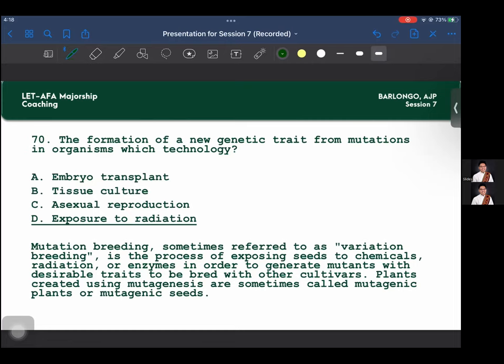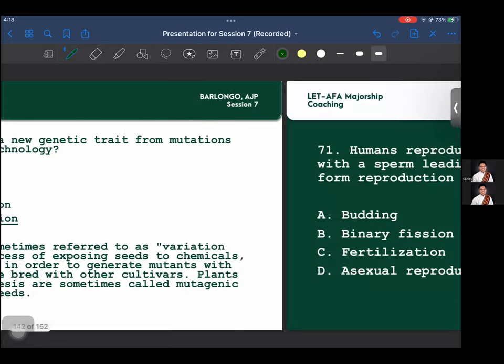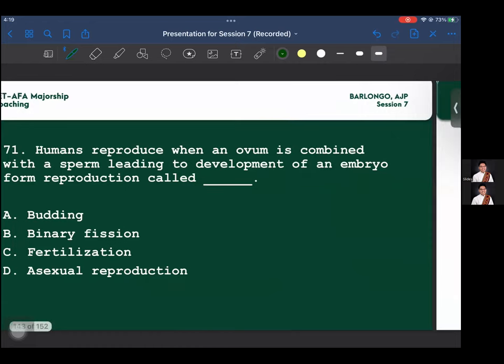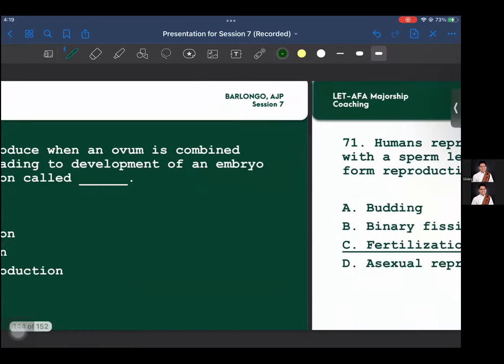So next, humans reproduce when an ovum is combined with a sperm, leading to the development of an embryo. What form of reproduction is this called? A, budding, B, binary fission, C, fertilization, or letter D, asexual reproduction. So the answer for this one is letter C, which is fertilization.